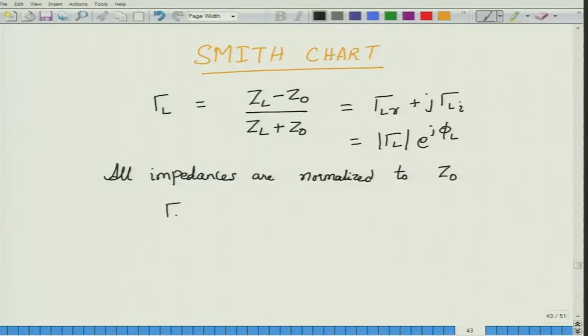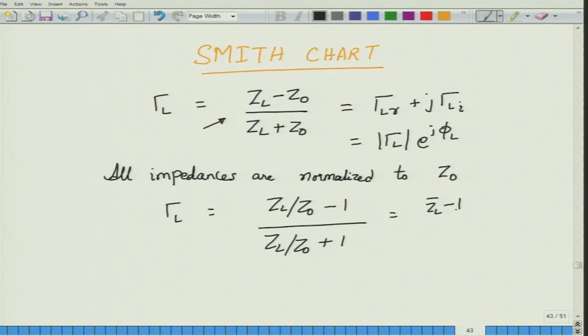I can actually write this gamma L in a slightly different fashion, in the sense that gamma L can be written as ZL divided by Z0 minus 1 divided by ZL divided by Z0 plus 1. All I did was to take this equation and divide both sides by Z0, and now I will introduce a notation to denote normalized impedances. This notation of having an over bar denotes the normalized impedance. So I have ZL bar minus 1 divided by ZL bar plus 1, which is further equal to gamma LR plus j gamma Li. We will come back to this later.